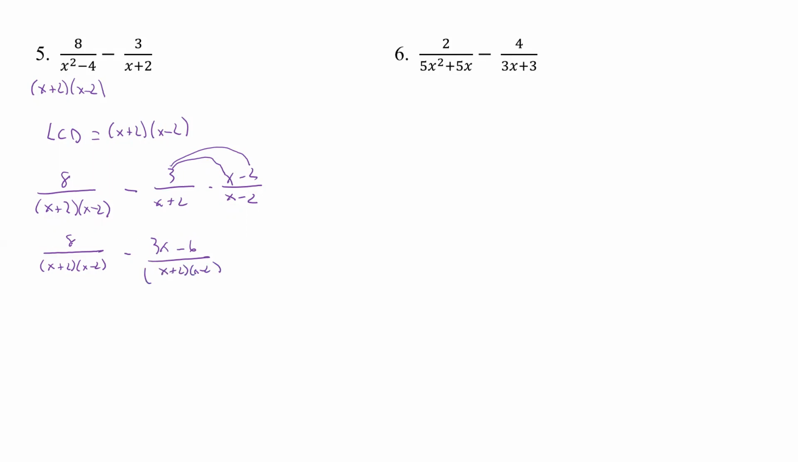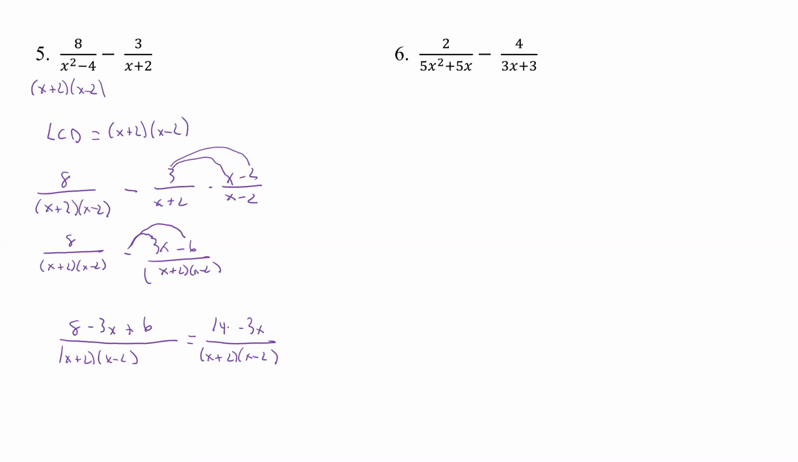Now we can go ahead and remember that distributes that negative on both of those, so we have 8 minus 3x, and a negative makes a positive 6, all over x plus 2, x minus 2. Now 8 plus 6, well, that's 14, and then we have minus 3x all over x plus 2, x minus 2. Now with this, there's not a common term in either one of those that we could pull out, and so therefore that's going to be our final answer.